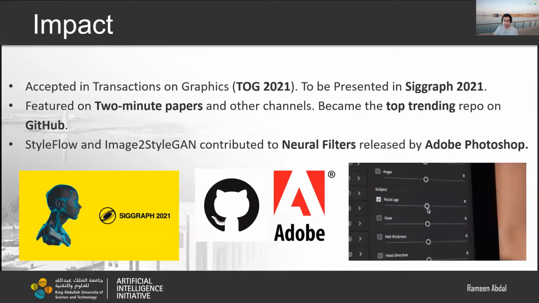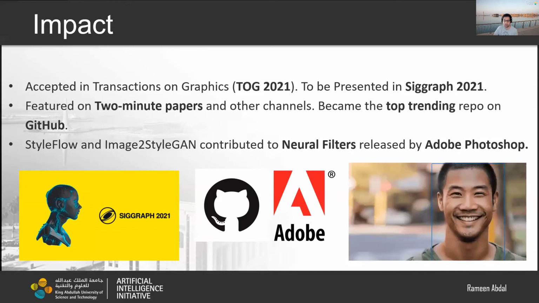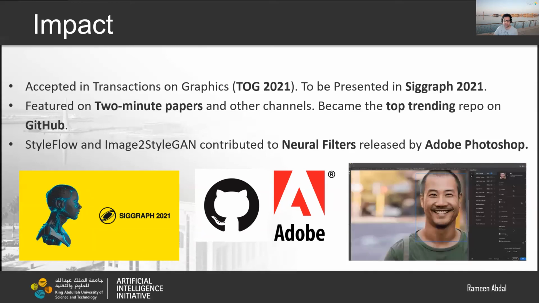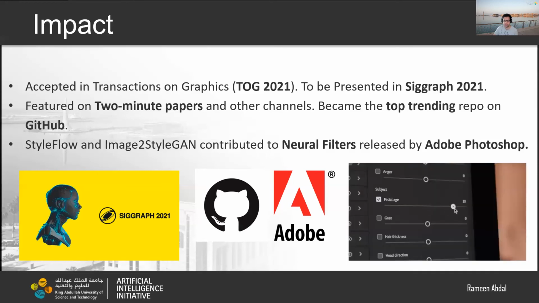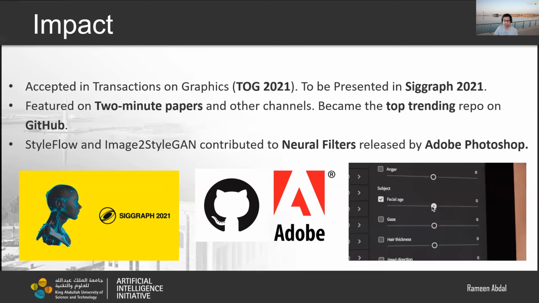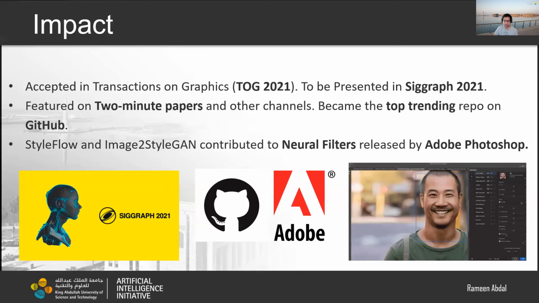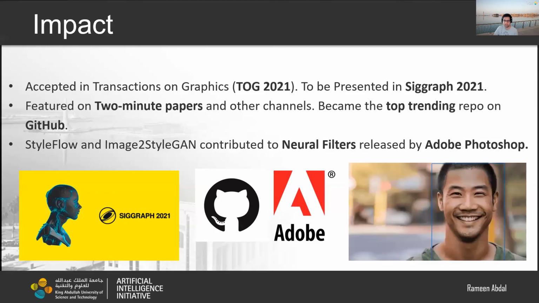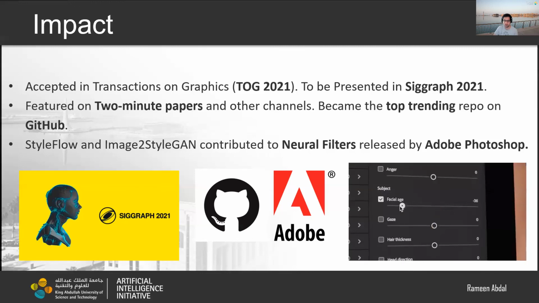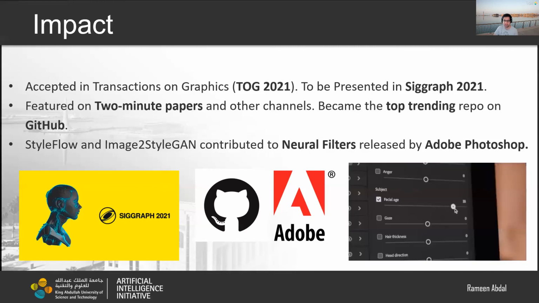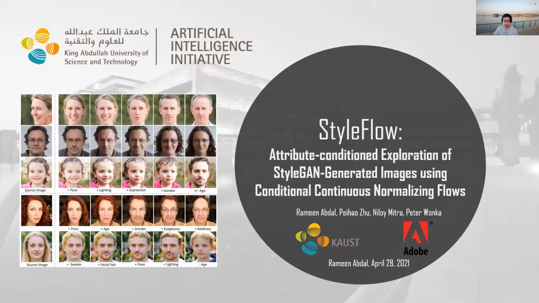StyleFlow had an impact on the latest research concerning image editing. The paper is accepted in TOG 2021 and will be presented at SIGGRAPH this year. We also got featured on the famous Two Minute Papers and gathered media attention. Our repository on GitHub was the top trending repository for multiple days. Finally, our work, StyleFlow, and a previous work, Image2StyleGAN, contributed to the recently released neural filters by Adobe Photoshop. Thank you for your time.